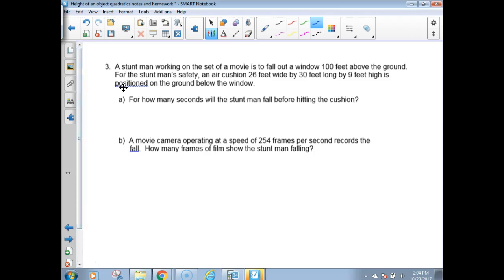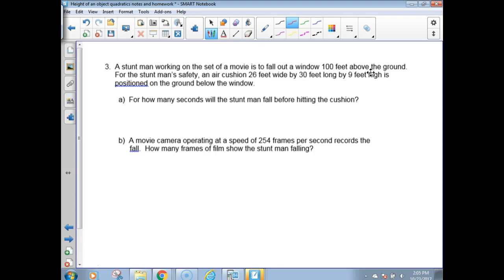Okay, now we've got a stunt man working on a set of a movie, and he's going to fall out of a window 100 feet above the ground. When I read a word problem, I know a lot of kids are very worried. They don't like word problems, or they think they're harder. They really can be very, very doable. So you just need to say, oh, wait, what's this? 100 feet above the ground.